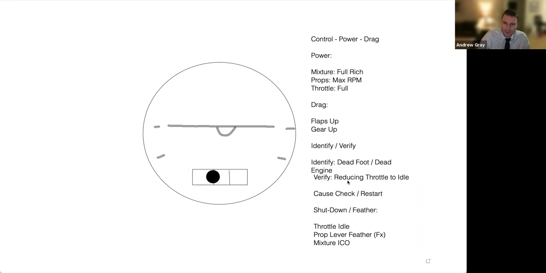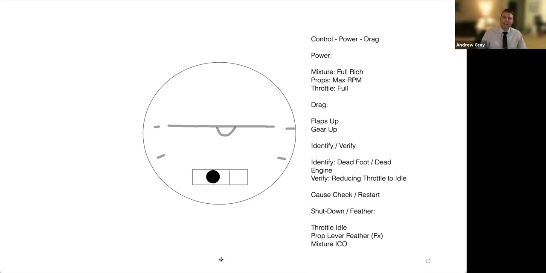But that is the full engine out drill. And this needs to be automatic. It needs to be the point where you've practiced this enough times that it can be fully automatic and you shouldn't need to think about it.